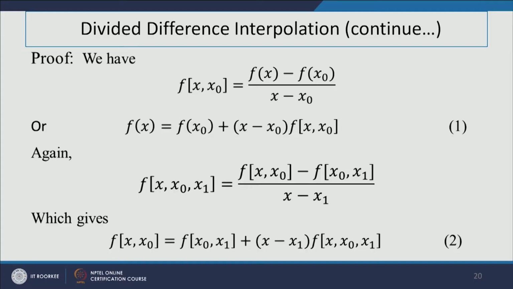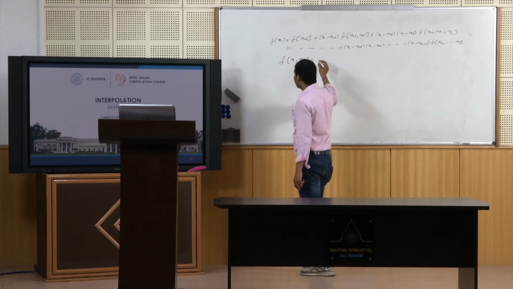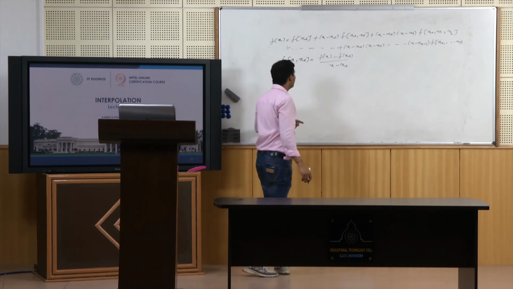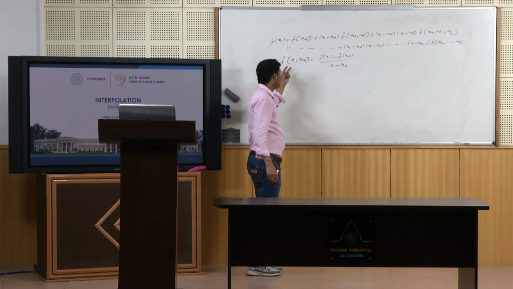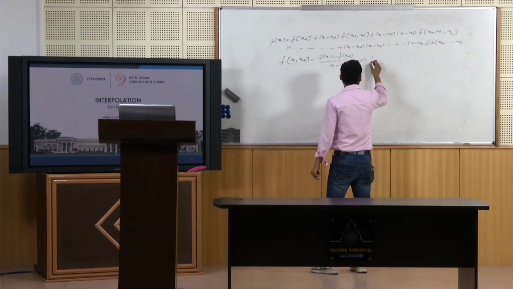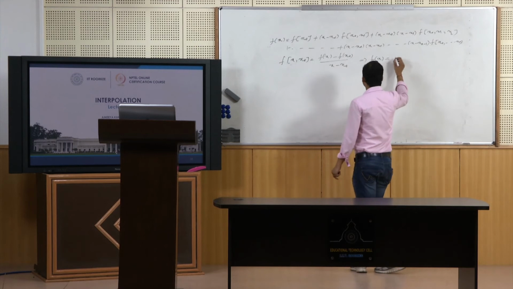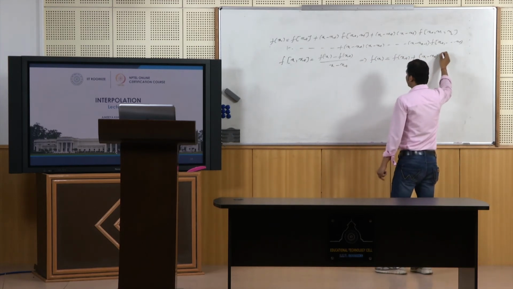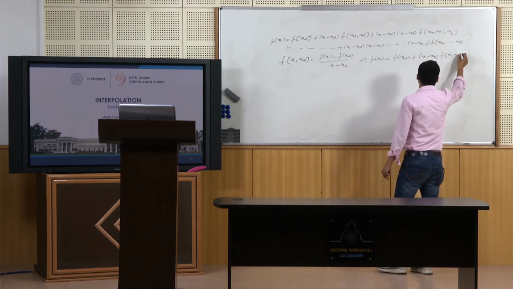And if you go for the proof of this divided difference formula, we can write f of x x0 in the form f of x minus f of x0 divided by x minus x0. Either way you can write it, since the order of arguments is independent, or symmetrical in nature. So, from these two, if we want to separate f of x, we can write f of x equals f of x0 plus x minus x0 f of x x0 here.